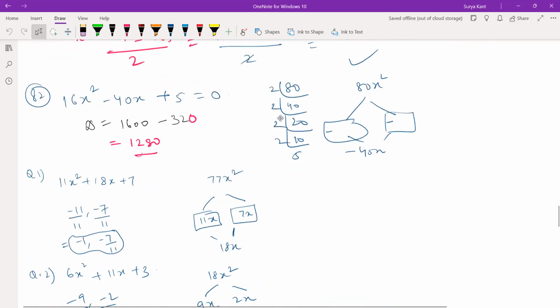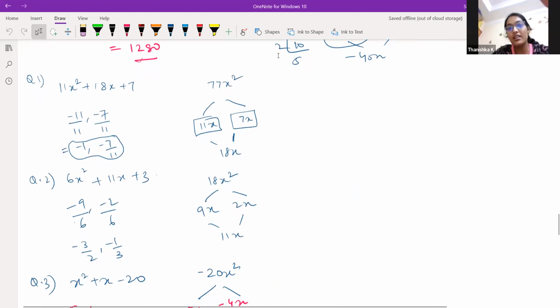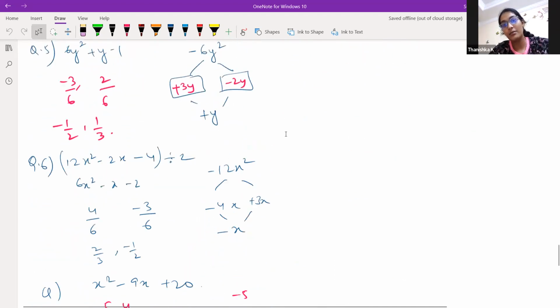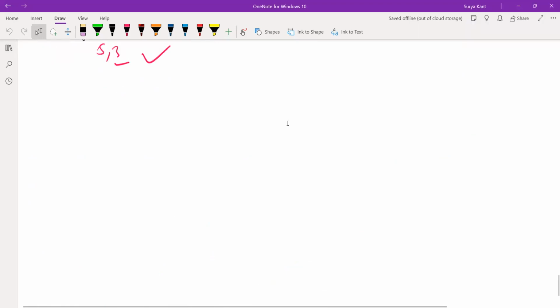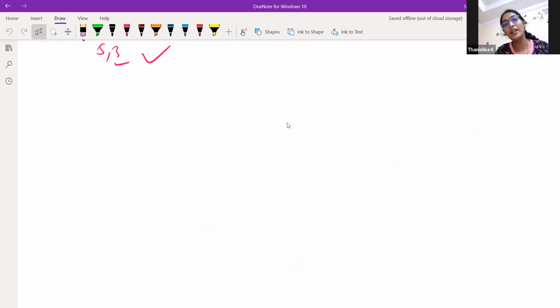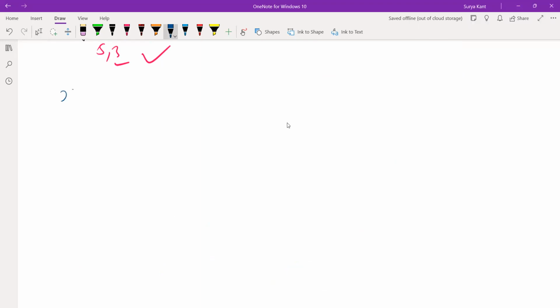Sir, is there any other method to factorize easily for very large numbers, like middle term factorization? Large numbers means what? Cubic you're saying? You can do middle term factorization, but if you get very large numbers, it will take some time to factorize. So only practice will make you perfect. No tricks are there for factorization.